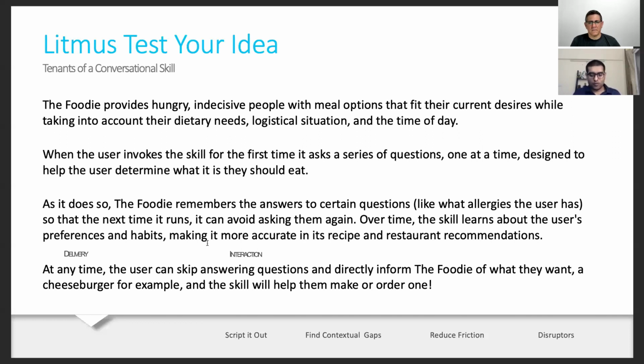And one of the things that is very important to this skill is that at any point the user can say, hey, I don't want to do all of these things, this is what I want to do, right? This is very important for us. So this is what our skill does.